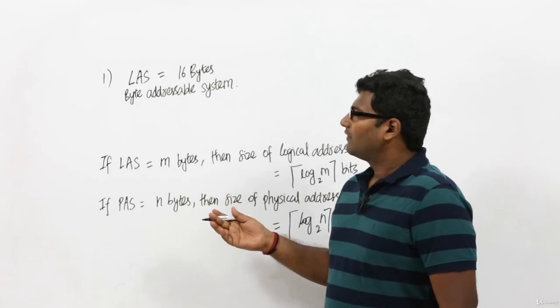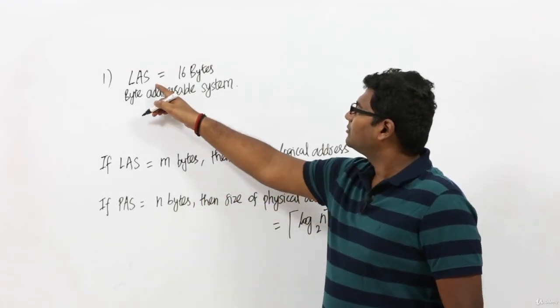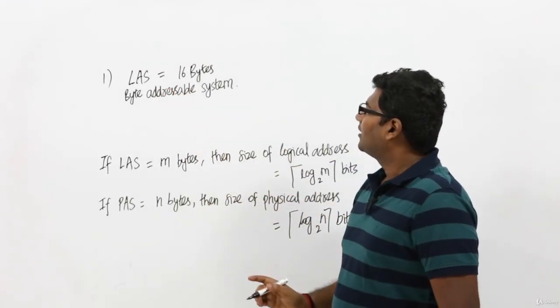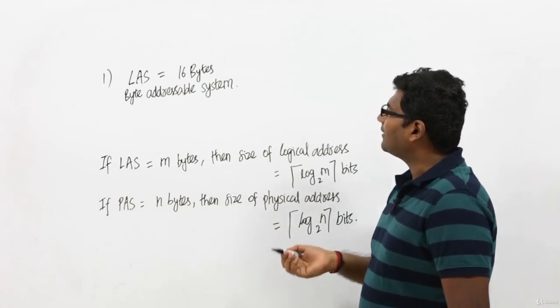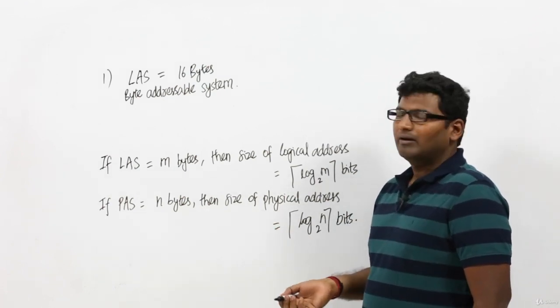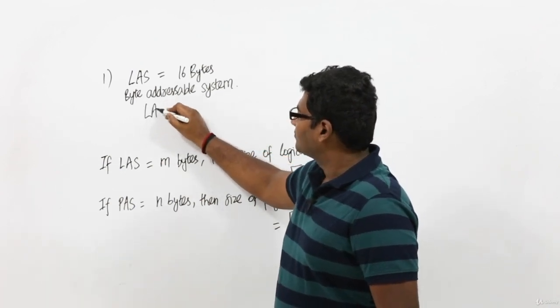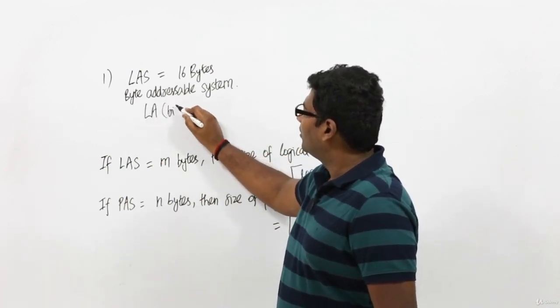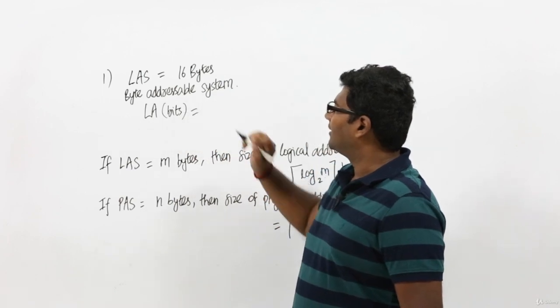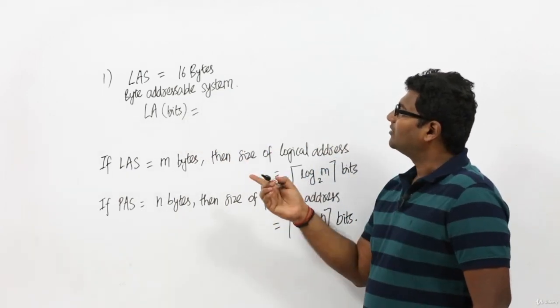Let's see this. They have given that logical address space is equal to 16 bytes, and they have also given that it is a byte addressable system. Now my question is, what will be the length of the logical address, in bits? I want to know how many bits our logical address will have. It is very simple, right?